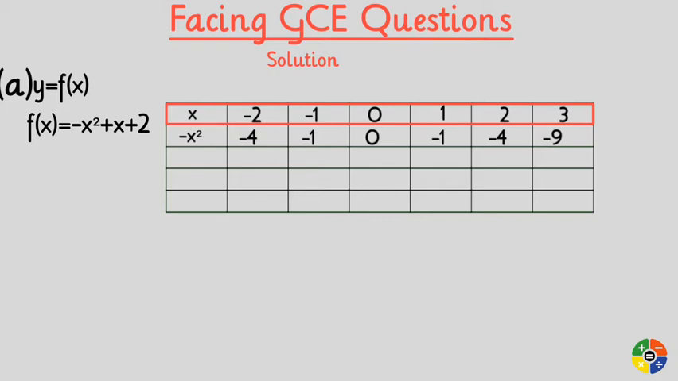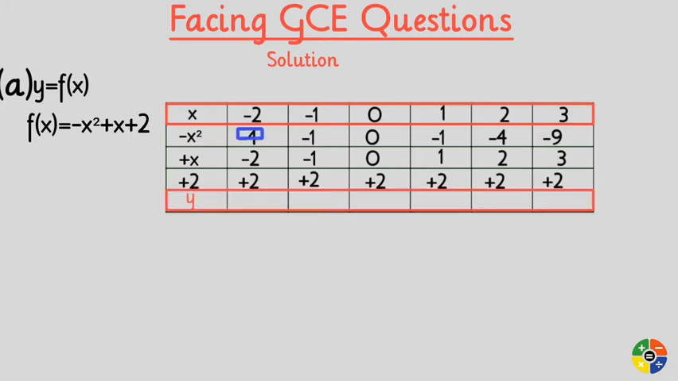I then add x, obtaining negative 2, negative 1, 0, 1, 2, and 3. Finally, I add 2, and I obtain the following. Now, adding all the terms in each of the columns, I obtain the following corresponding values for y for that value of x.